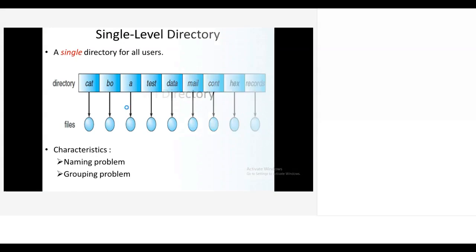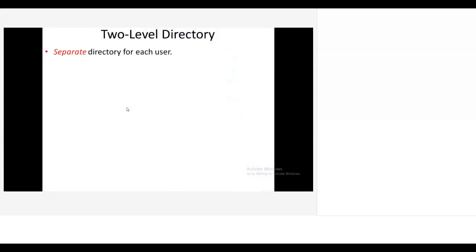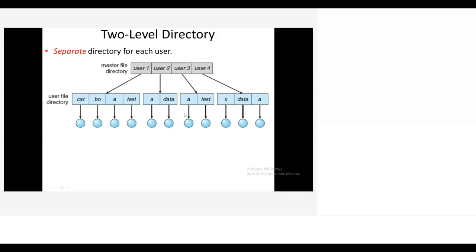Next one is two level directory. What is this? A separate directory for each user. Now you can see in a pretty simplified manner, we have a master file directory. Here there are 4 users, and here is the user file directory, which you can see separately. Now see, a file is there for user 3, and a same name file is with user 2 and with user 1 also. So this problem is resolved now, right? So what are the characteristics? Path name: for accessing a file, you have to use a path, that is user 1, cat, and your file name. This is the path, and you can have the same file name for different users.